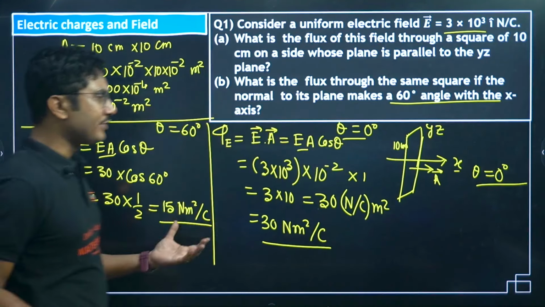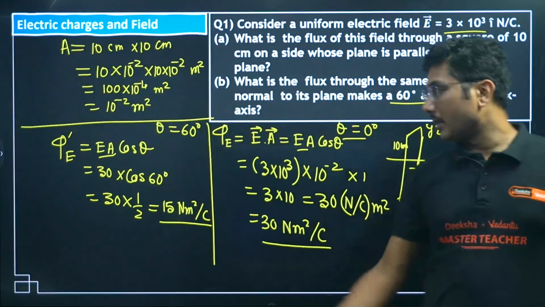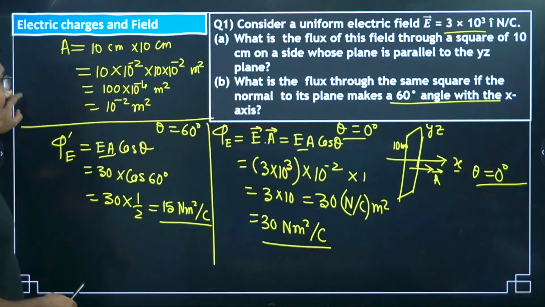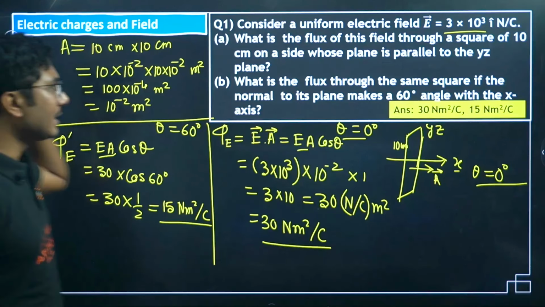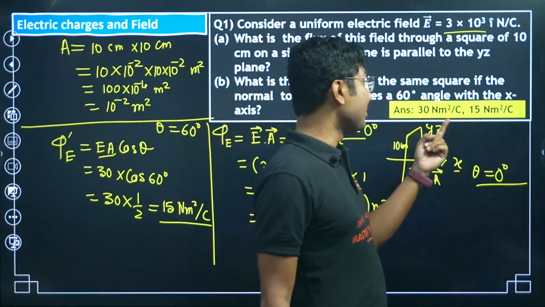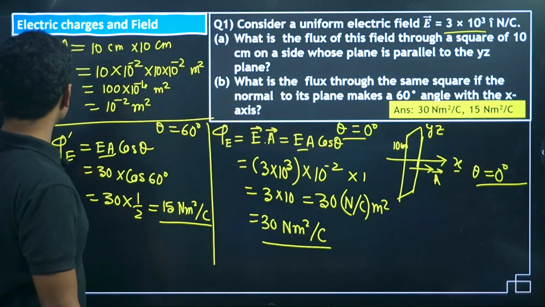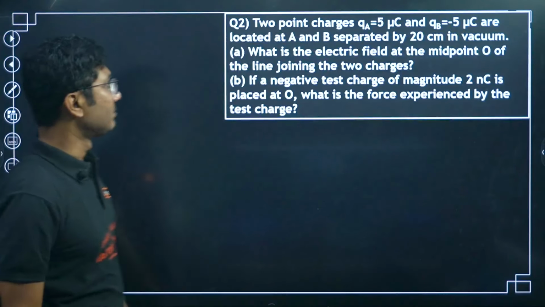Okay, you don't need to mention unit in each and every step, but the final answer should always have a unit. Okay, let's check the answer once. So 30 Newton meter square per coulomb and 15 Newton meter square per coulomb is the answer. Easy question. So let's move on to the next question.